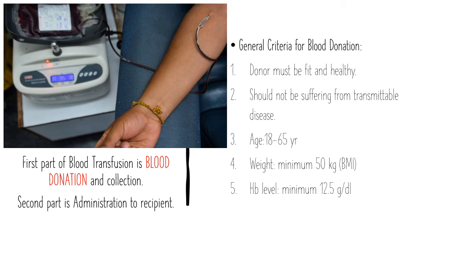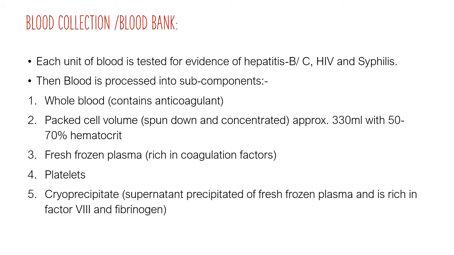Okay, so the blood collection and blood bank: all this work is done by the blood bank. Each unit of blood is tested for evidence of hepatitis B or C, HIV, syphilis or any other transmittable diseases. Then the blood is collected and processed into subcomponents. As we had seen, there are types of transfusion, so depending on the requirement, the blood is processed and kept.